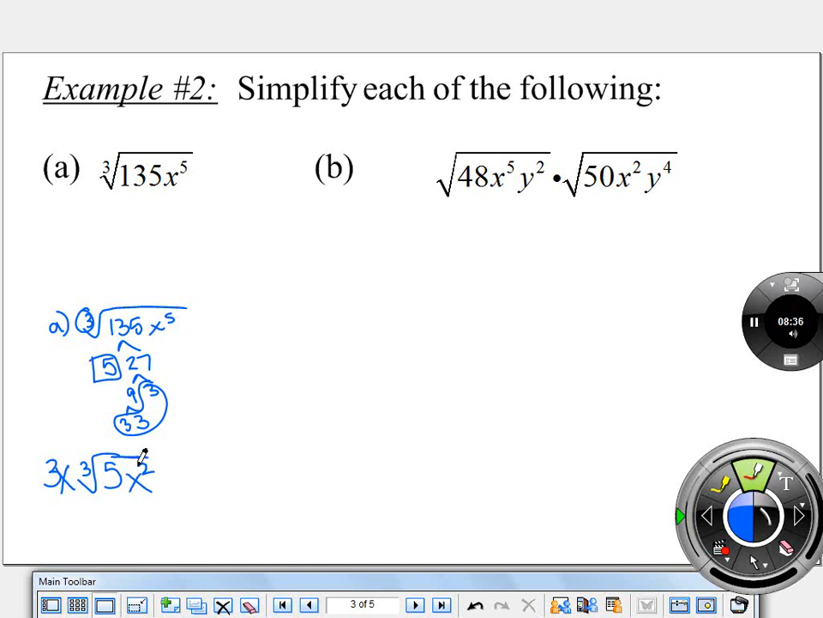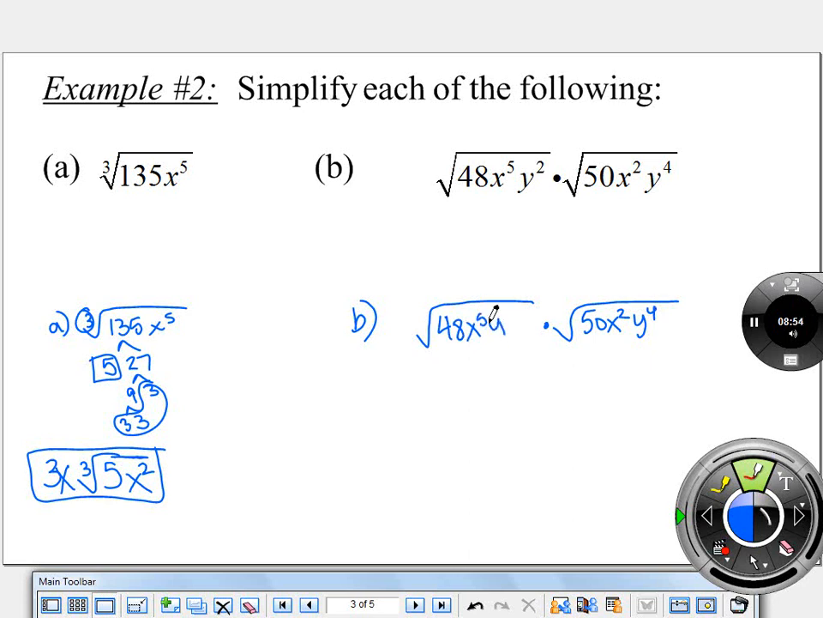And then there will be 2 factors left inside the radical, and that's the best that I could do. Okay. And then looking at part B, again, I don't really want to multiply 48 and 50 together, so I'm going to go ahead and break this down. Okay, so there's a perfect square. 50 is 5 times 10. 5 times 2, there's a perfect square.